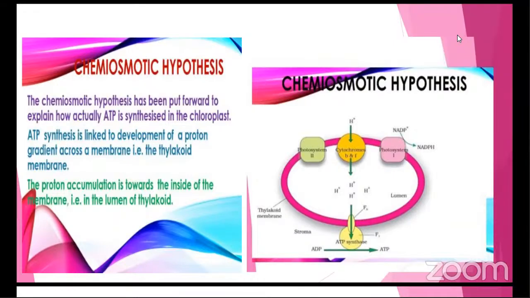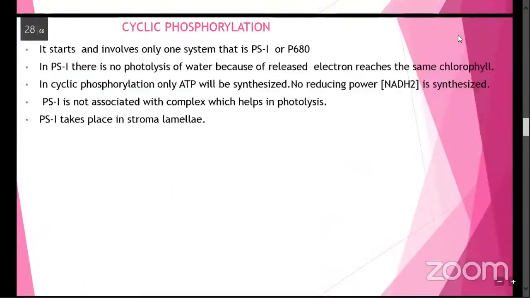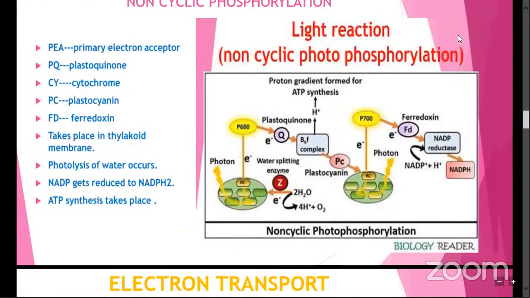And we have seen yesterday in our previous class that we discussed the non-cyclic pathway. Just once again, look at this non-cyclic photophosphorylation, in which two pigment systems are involved: pigment system 2 and pigment system 1. Pigment system 2 releases electrons by receiving photons, and these released electrons pass through various electron transporters, and finally reach pigment system 1.